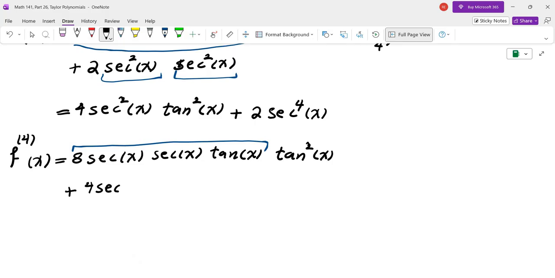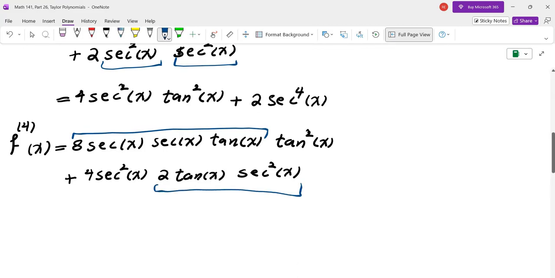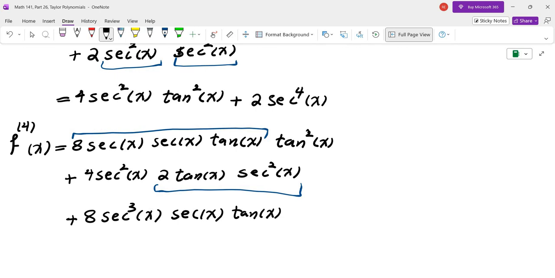So this would be 4 secant squared of x times 2 tangent of x times secant squared of x. This part is the derivative of tan squared, and then plus 8 secant cubed times the derivative of secant. So I'm using power rule and then the chain rule. Now let's plug in pi over 4. So we get f fourth of pi over 4, the fourth derivative of f at pi over 4. So this portion is 2. We have 1 here. We have 1 here as well.